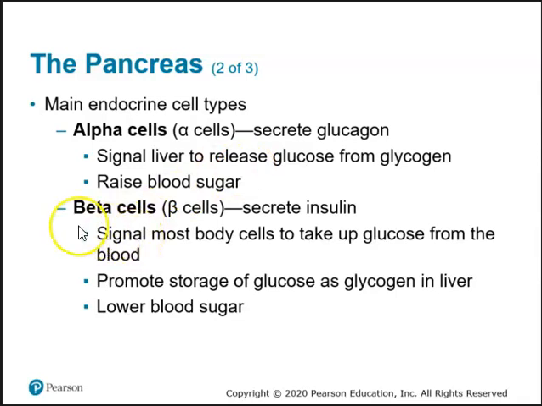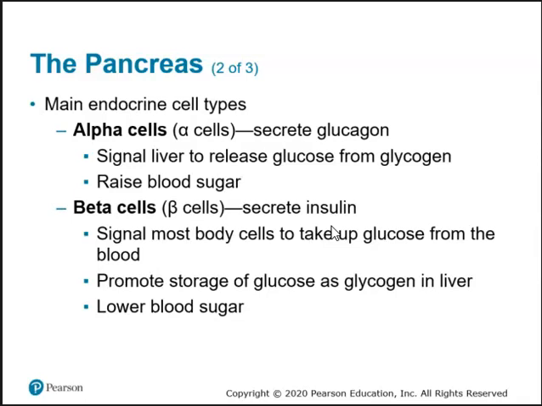Then we have our beta cells being the important cells that secrete insulin. We've all heard about insulin. Insulin will signal most body cells to take up glucose from the blood. So think of insulin sort of as a transport hormone that will take our blood sugars to the tissues that need the blood sugar, which is basically all of our tissues. Insulin also promotes storage of glucose as glycogen in the liver and helps lower blood sugar. So insulin is very important for taking the blood sugar that we get from our food and transporting the sugar to our tissues that need them for energy.